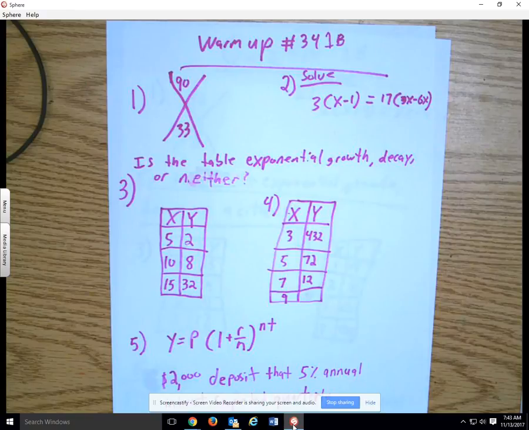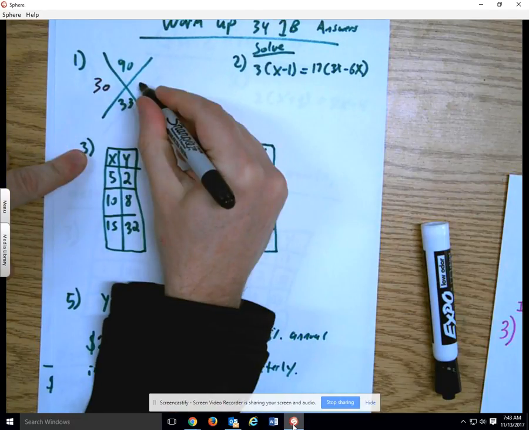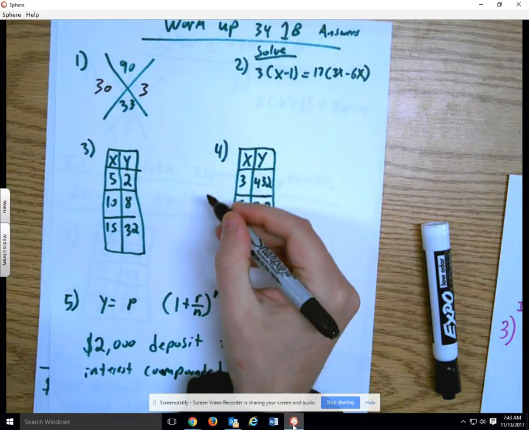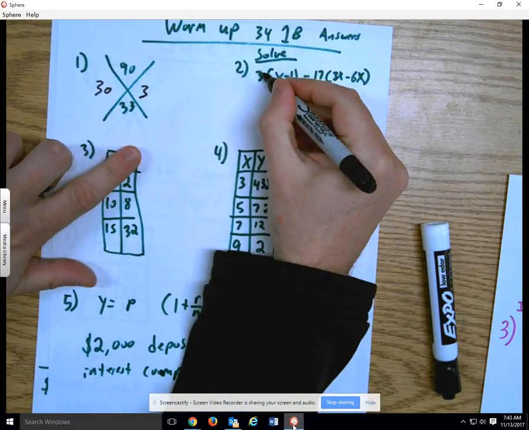Okay, so we're going over the answers for our warm-ups, and students already started answering questions for me. So let's go ahead and write down what they wrote. For number one, one of the students said it was 30 and 3. Hold on, let me unfreeze this. 30 and 3.